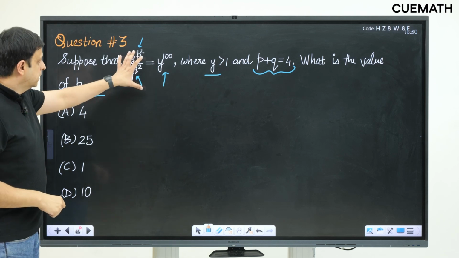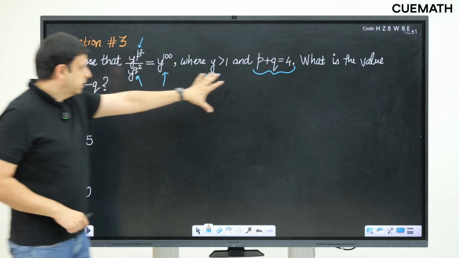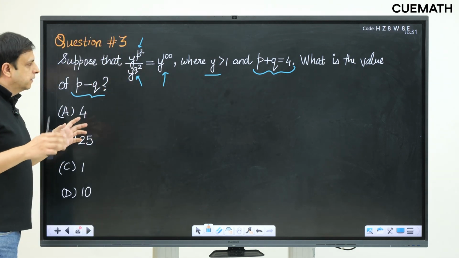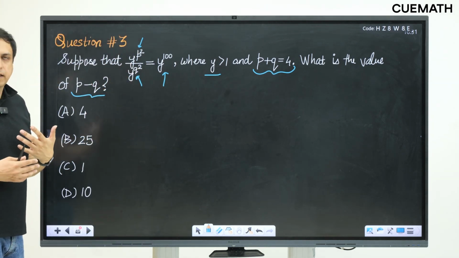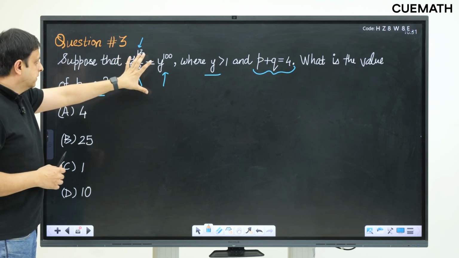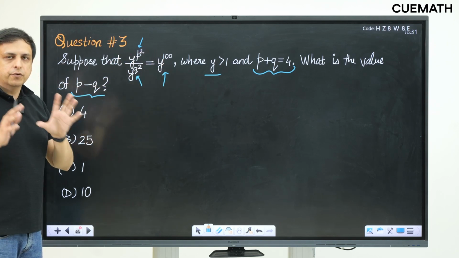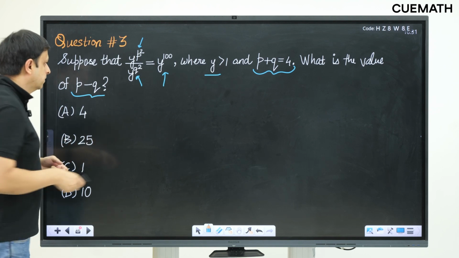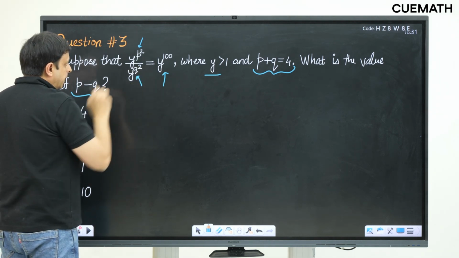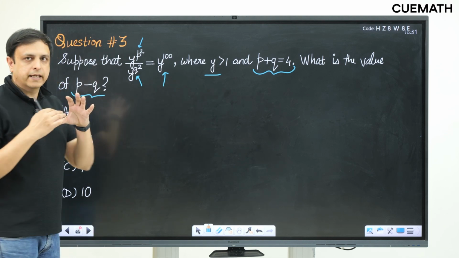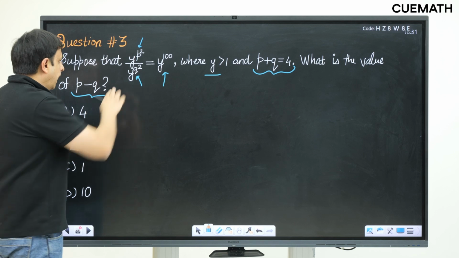From this equation and the value p plus q equal to 4, it seems a bit complicated or indirect in terms of how you really find this. But actually, if you simplify this equation using the laws of exponents, you instantly get to the answer. So, let us take a look. Y to the p square divided by y to the q square. Now, you are dividing two terms that have the same base and two different exponents.